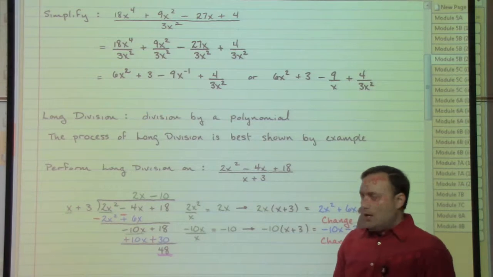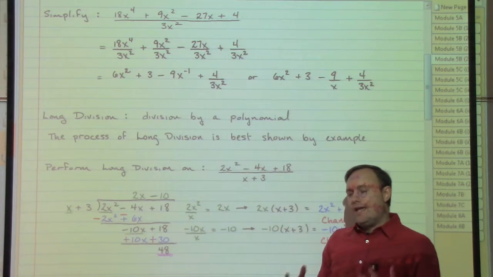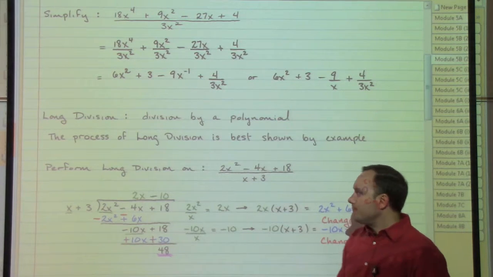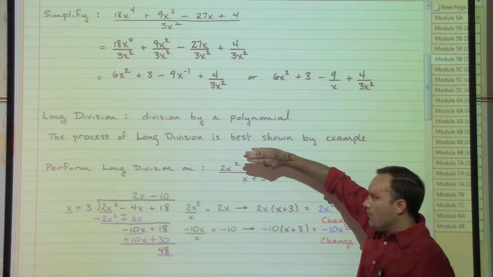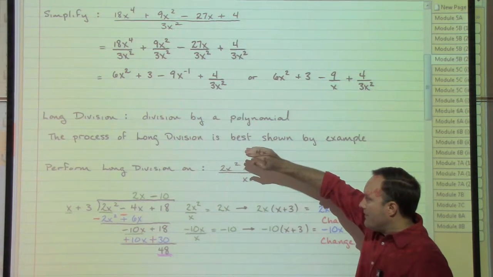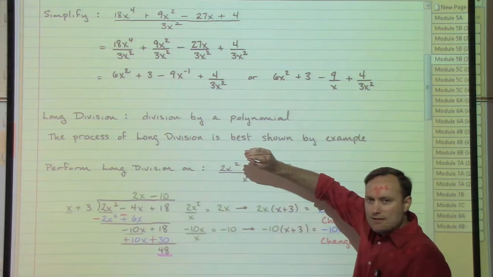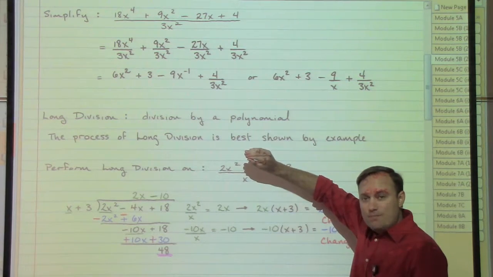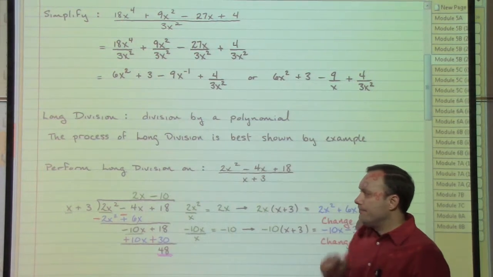Now, that is not a very nice looking division problem to work out. If only all of the extra stuff up on top was gone except for the 2x squared, and all of the extra stuff on the bottom was gone except for the x. That would be a really nice division problem to work out. Be really quick for us to do.